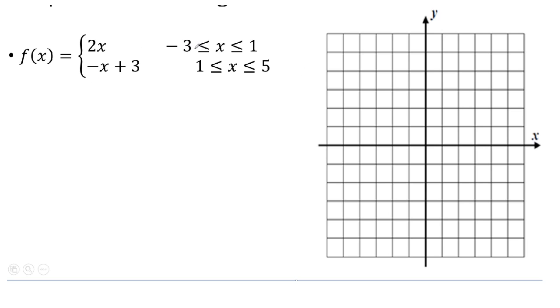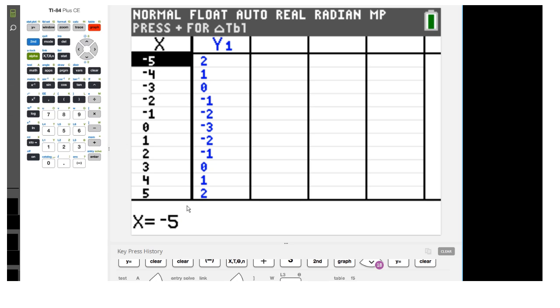The top piece is the first piece and the bottom piece is the second piece. We have a restricted domain here. If we look at the first piece, we need to include only the values that go from -3 to 1. And for the second piece, we need to include only the values from 1 to 5. I'm going to graph this function piece by piece. I'm going to start with 2x.